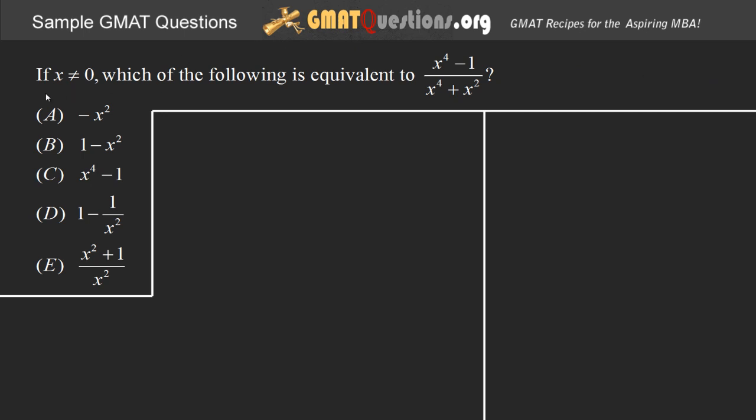Let's read the question. If x is not equal to 0, which of the following is equivalent to x to the power 4 minus 1 over x to the power 4 plus x squared?